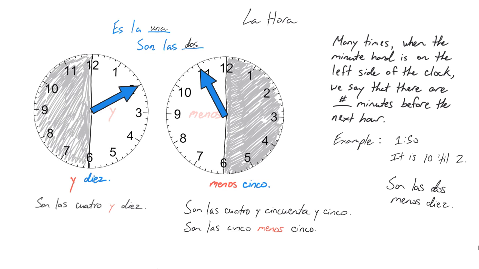Now look at the paragraph on the third column. This is just repeating what I just explained. Many times when the minute hand is on the left side of the clock, we say that there are so many number of minutes before the next hour. If it is 1:50, we might say that it's 10 to 2. In Spanish, they would say, son las dos menos diez.